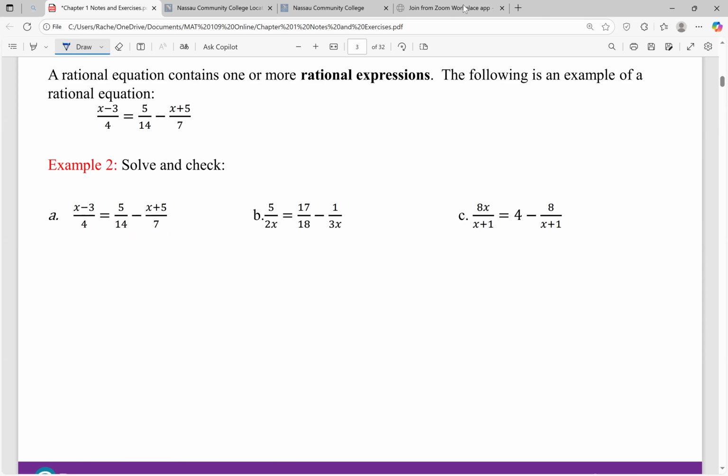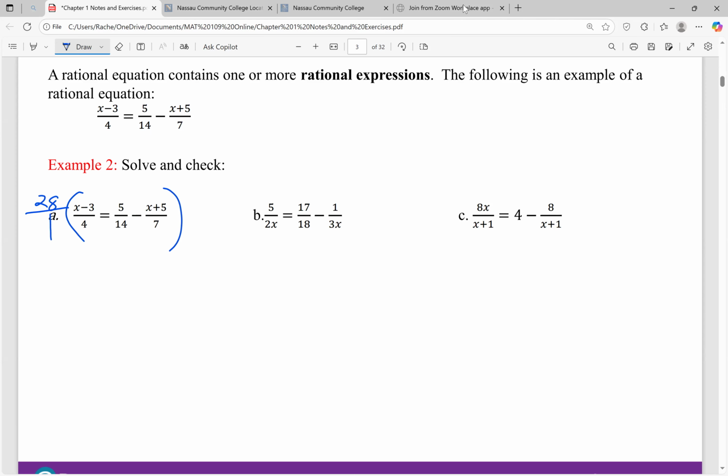So my least common denominator is going to be 28 in this case. A 4, a 14, and a 7, the smallest number that they all go into is going to be 28. So what I'm going to do is multiply the entire equation by 28, or 28 over 1, if it's easier.